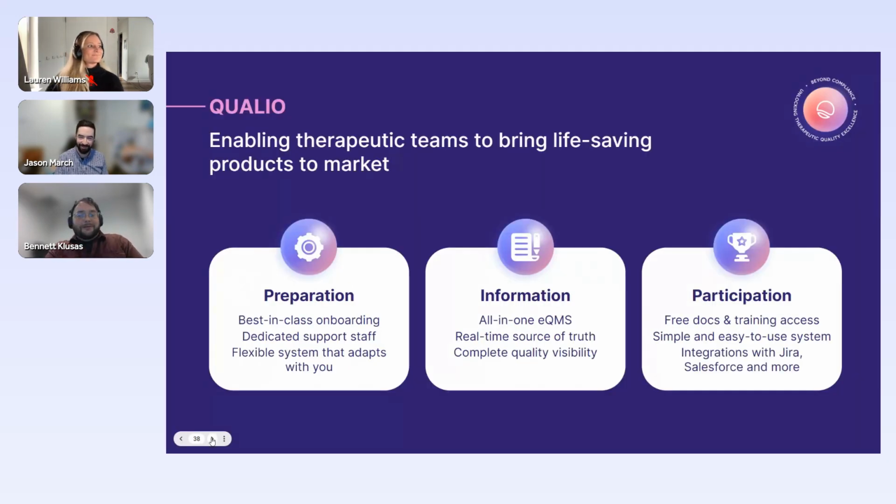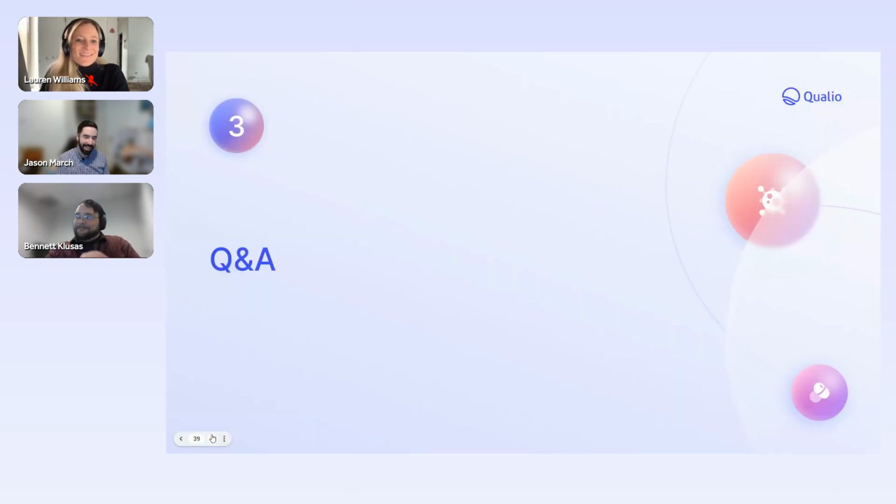So with that, we've got Qualio, and I'll tell you, they've done well by us. They have done awesome work in enabling therapeutic teams to bring life-saving products to market. And hey, 3 months from when we picked this system to implementation is something I could not have imagined prior to this position. So, yeah, the last thing we have is, are there any questions, folks? Any things we can answer for you?